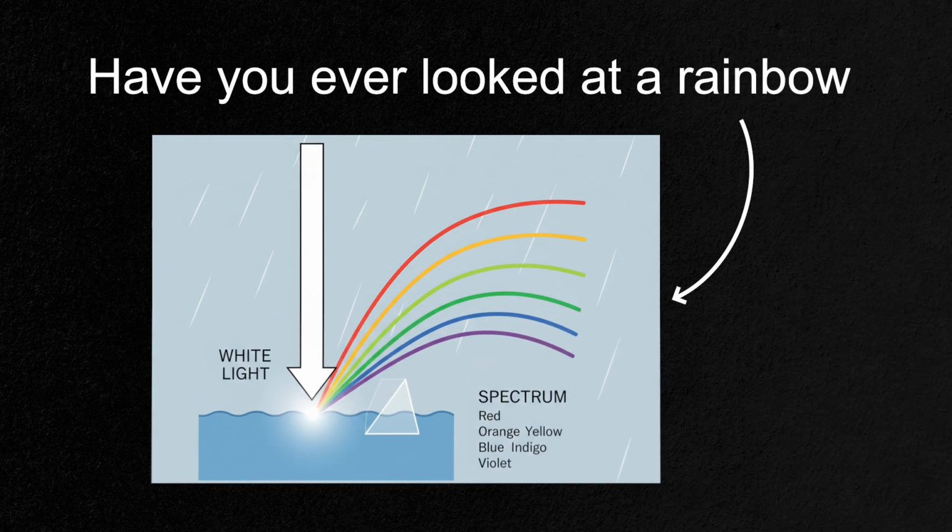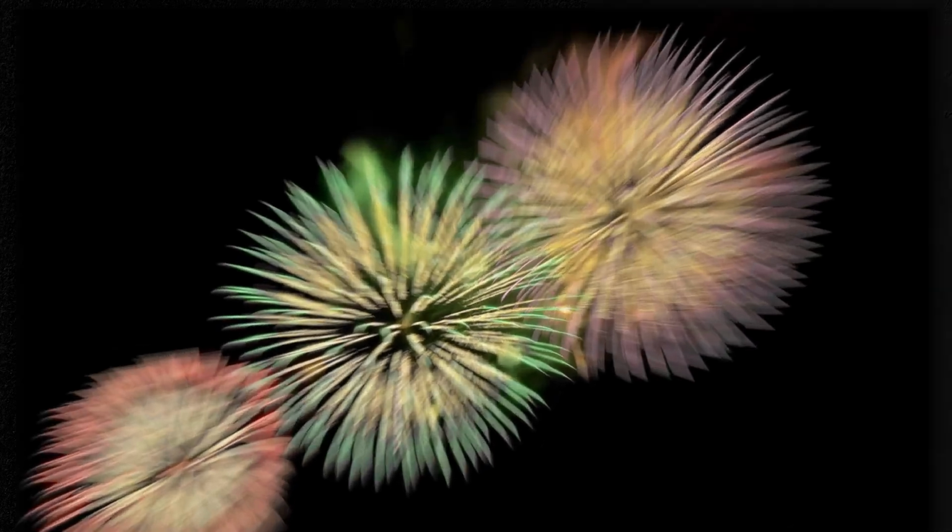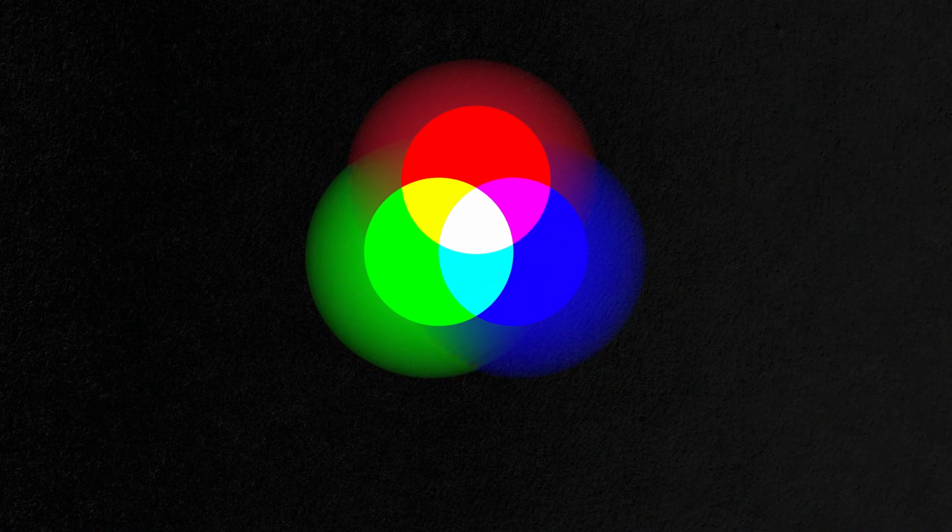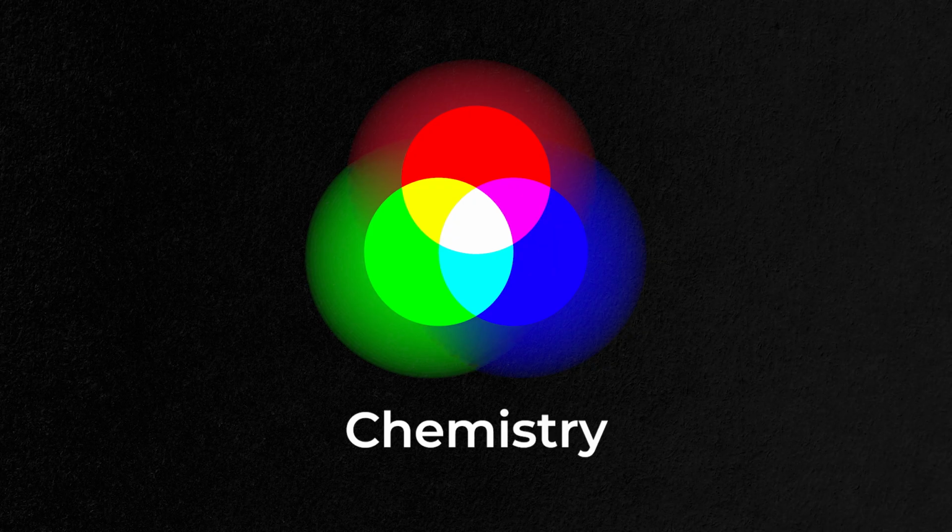Have you ever looked at a rainbow after the rain and wondered, how does white light turn into all those colors? Or watched fireworks burst in the night sky and thought, why do they explode in different colors like red, green, and gold? Well, guess what? Behind every color you see, there's chemistry, where molecules paint our world. And trust me, by the end of this video, you'll never see colors the same way again.